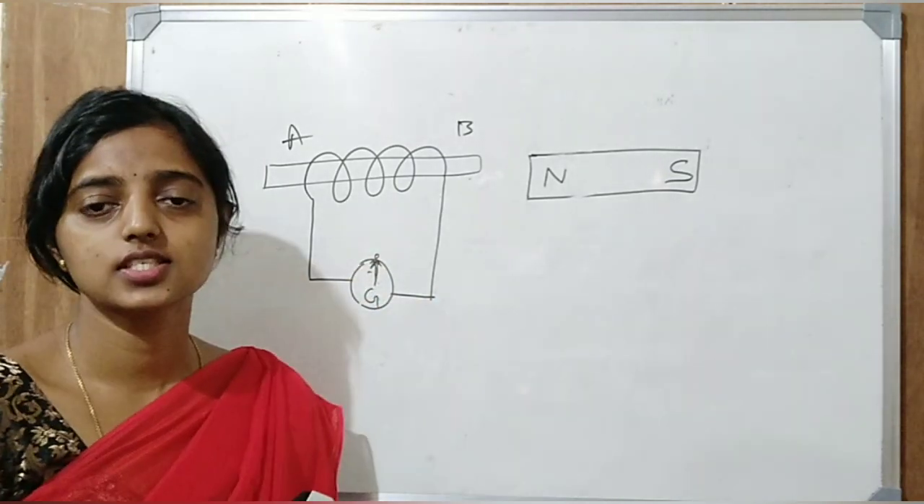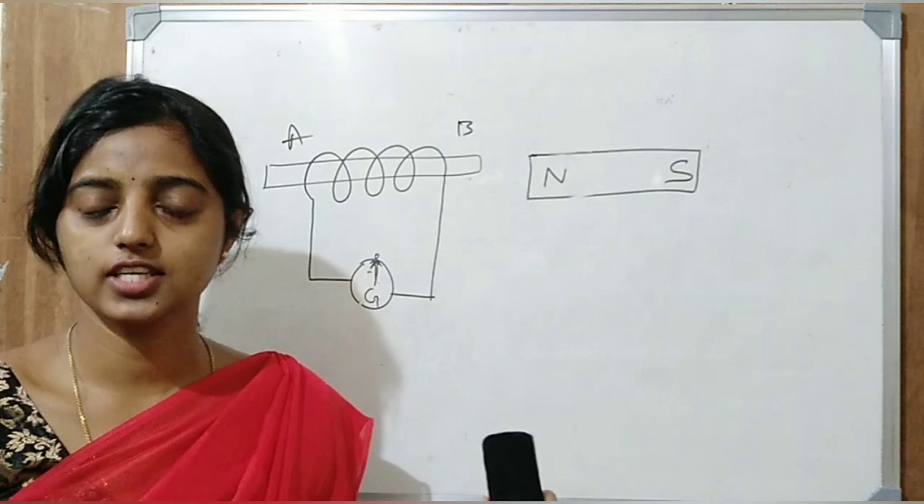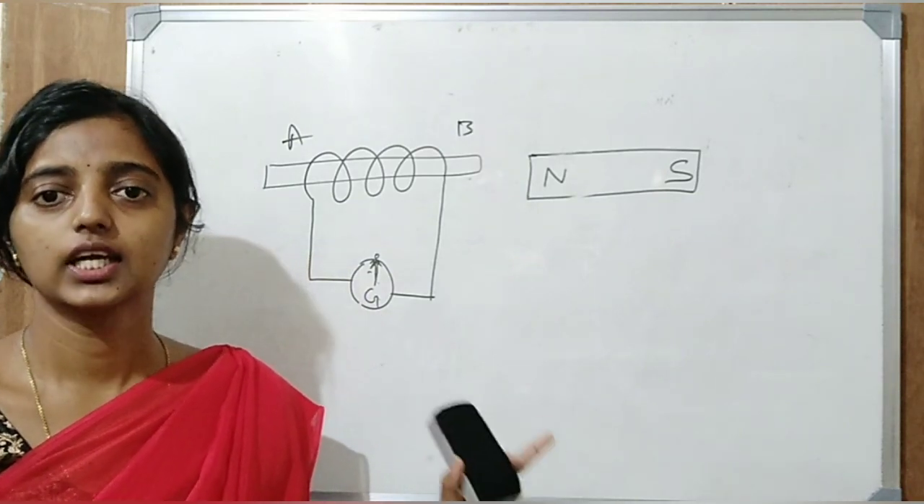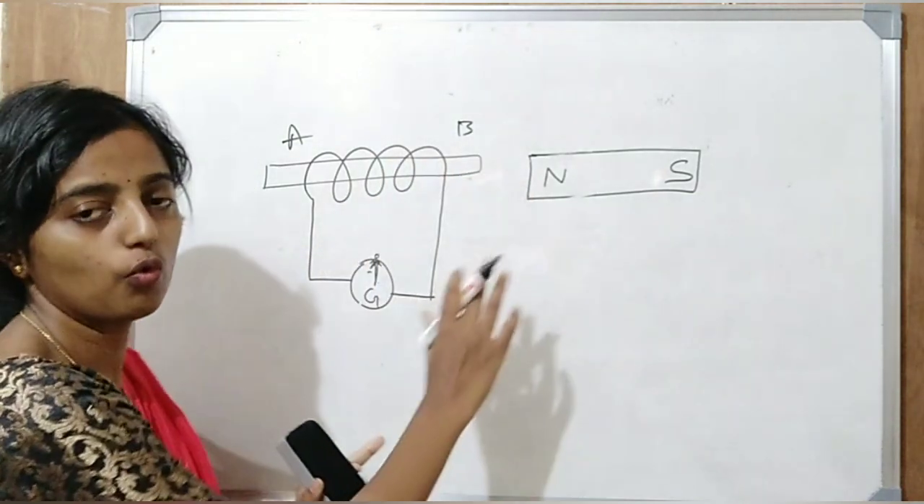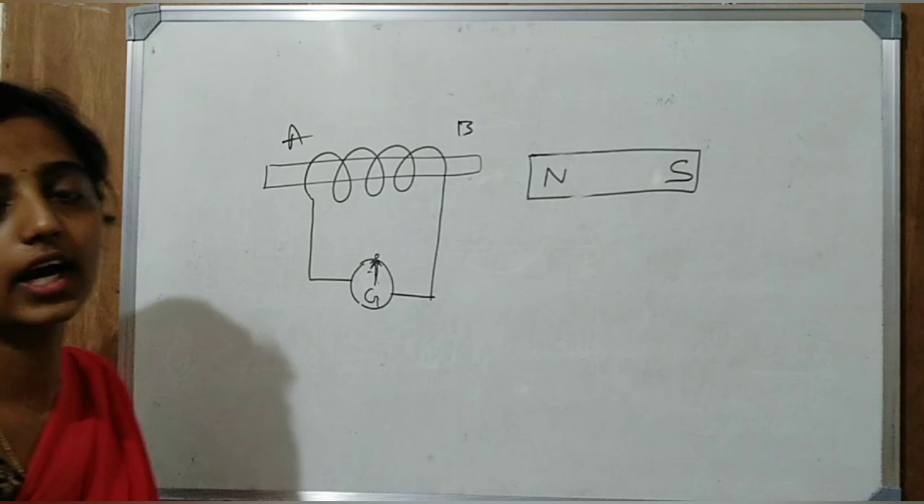So from this, Faraday concluded his first statement from the first activity. What he stated was that it is clear from the activity that motion of a magnet, that is, the magnet is moving, with respect to the coil produces an induced current.